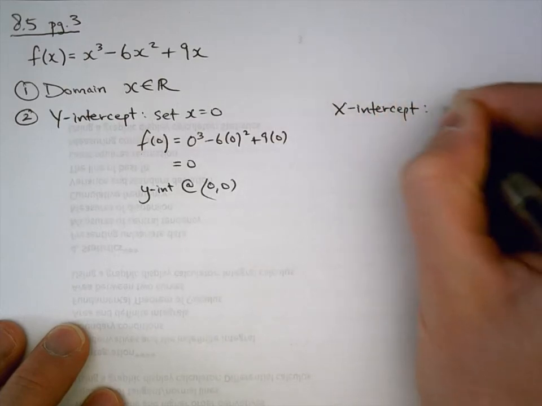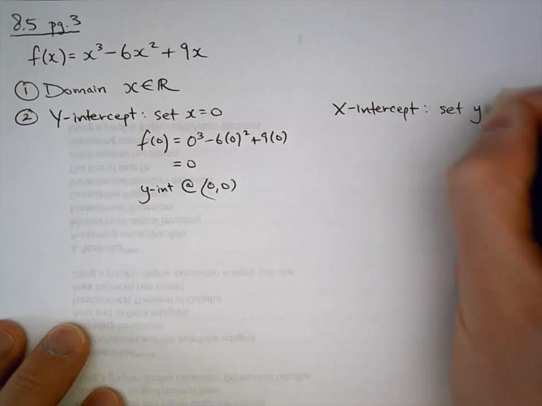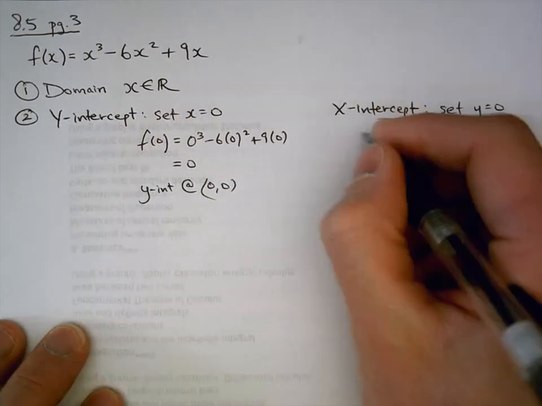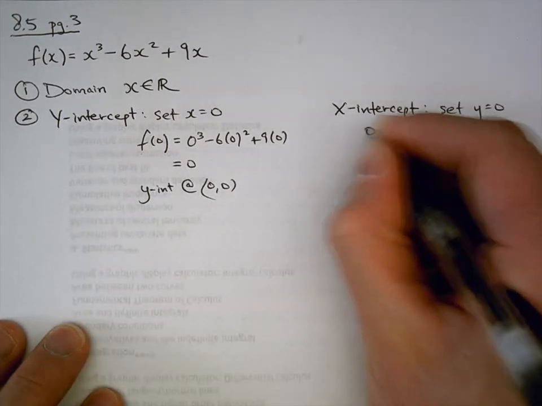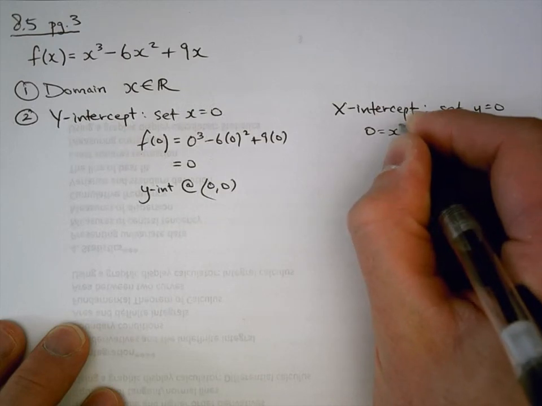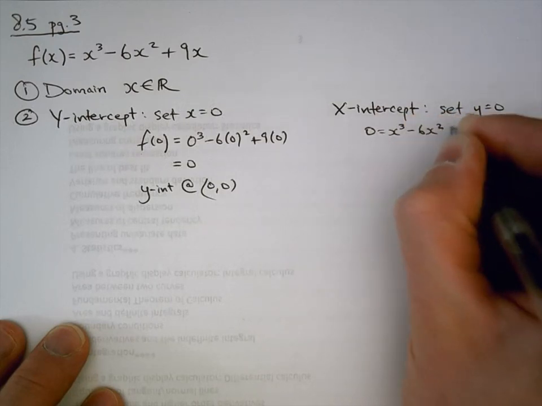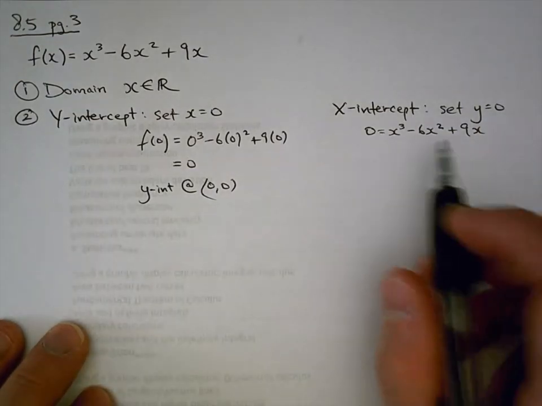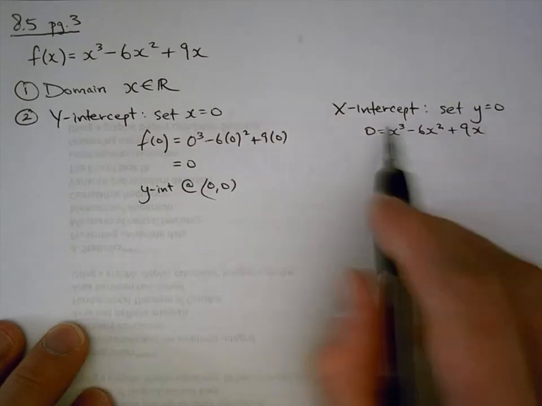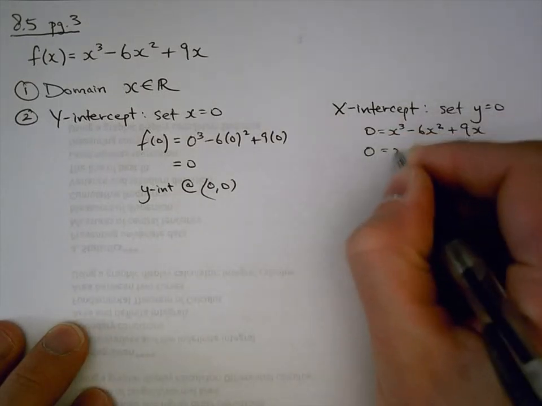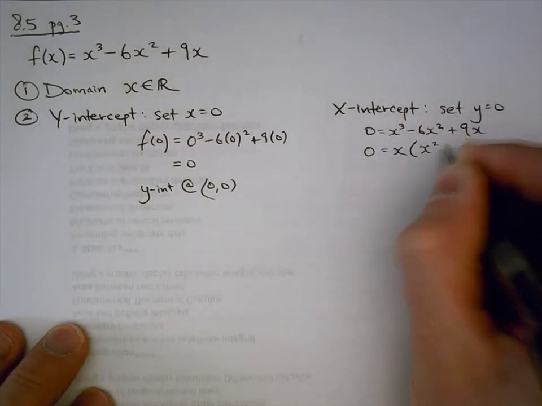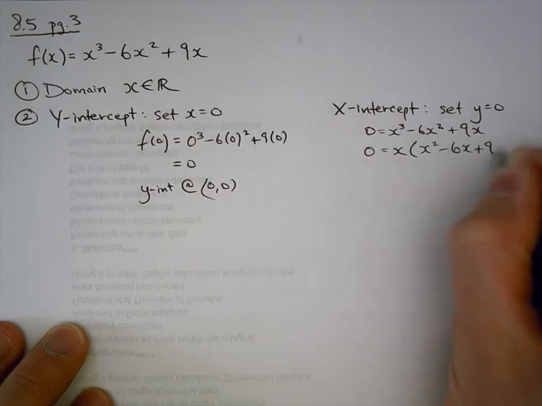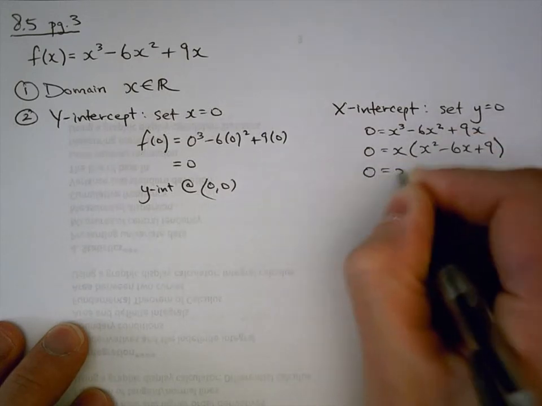We also need the x-intercept. To do that, we set the y equal to 0. So we have 0 is equal to x cubed minus 6x squared plus 9x. Now the only way to solve a higher order polynomial like this is to factor. Can I factor this? Well, it just so happens I can. This is not so bad. I can factor out an x and I'm left with x squared minus 6x plus 9. And then actually I can factor that trinomial.